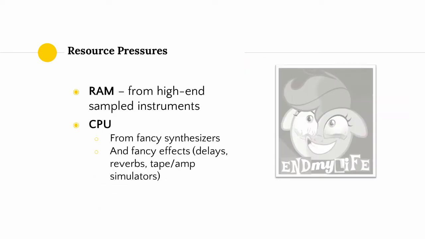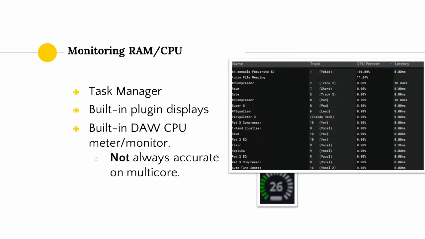Now let's talk about dealing with computing resources. The main two resources that you're going to have to deal with are RAM and CPU. Most of the pressure on your RAM is going to come from high-end, high-fidelity sampled instruments, which will make use of many heavily detailed samples. On the other hand, pressure on your CPU mainly comes from fancy synthesizers and fancy effects like delays, reverbs, or tape and amp simulators.